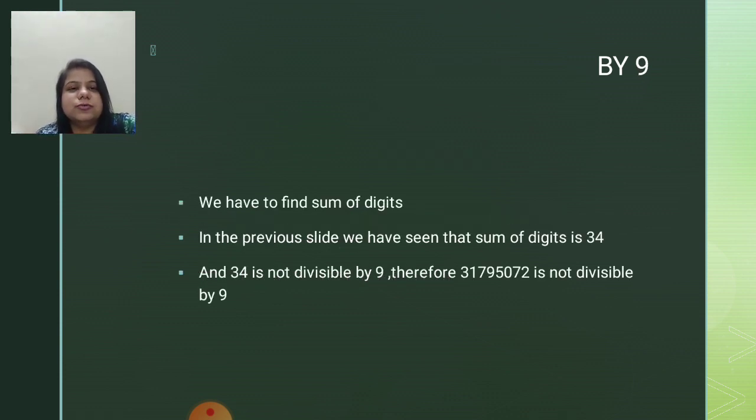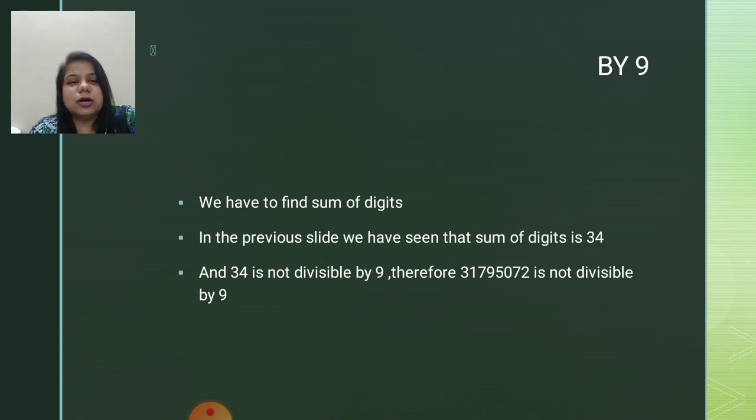Now coming to divisibility by 9. Again, divisibility by 9 says if the sum of digits of the number is divisible by 9, then the number will be divisible by 9. So in case of 3, the sum should be divisible by 3, and in case of 9, the sum should be divisible by 9.